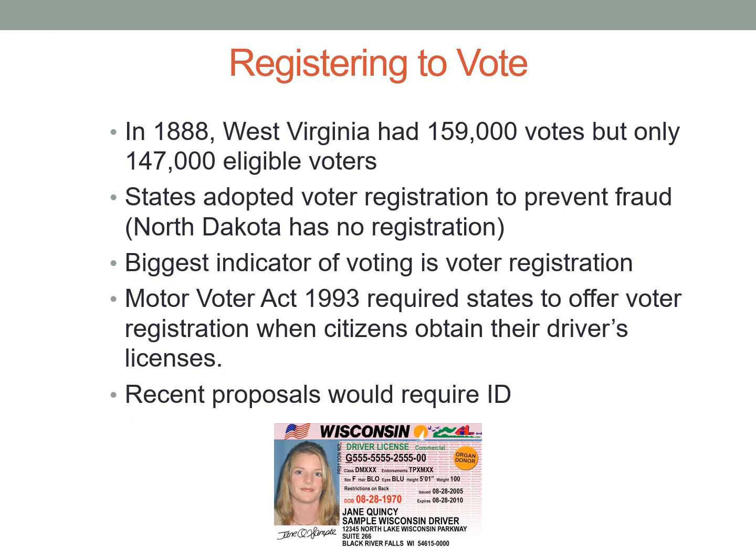There's registering to vote. In 1888, West Virginia had 159,000 votes, but only 147,000 eligible voters. So states adopted voter registration to prevent fraud. And North Dakota actually has no registration. The biggest indicator of voting is voter registration. And the Motor Voter Act of 1993 required states to offer voter registration when citizens would go in to obtain their driver's license. And in some states, recent proposals would require an ID.